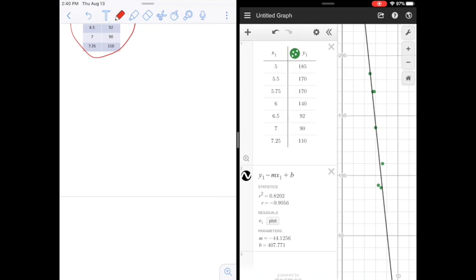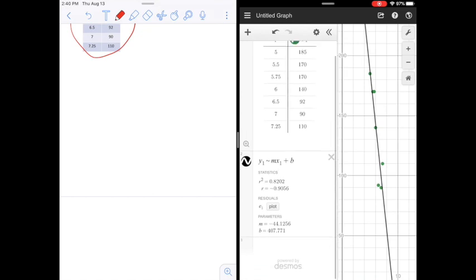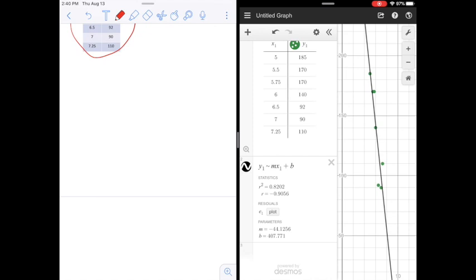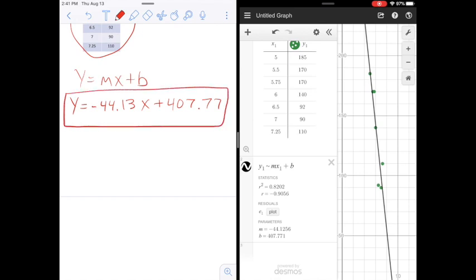And I'm going to copy over the m and the b of the parameters in that box that we just created. So we want y equals mx plus b, but we know from that box over there that m is negative 44.1256. So it's going to be y equals negative 44 point, and I'll do some rounding, 13x plus 407.77. And that is a regression equation.